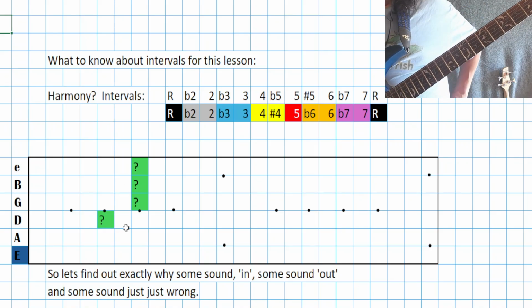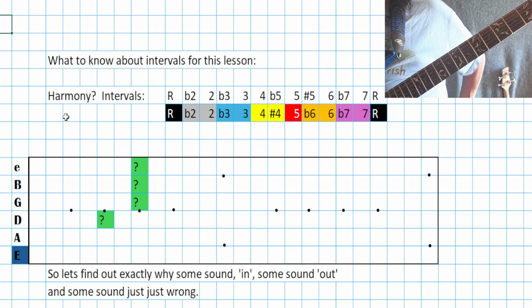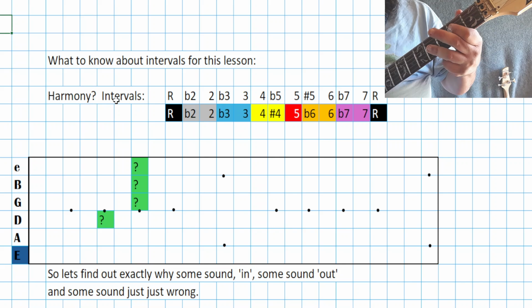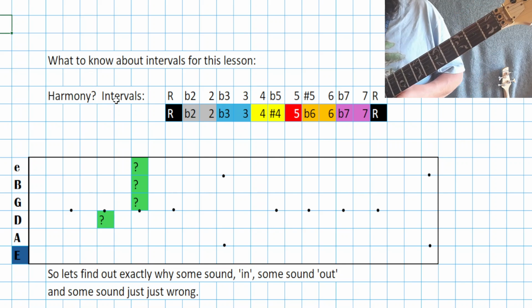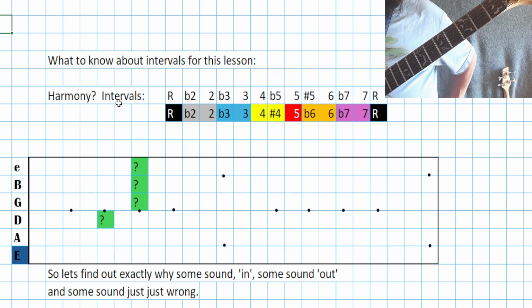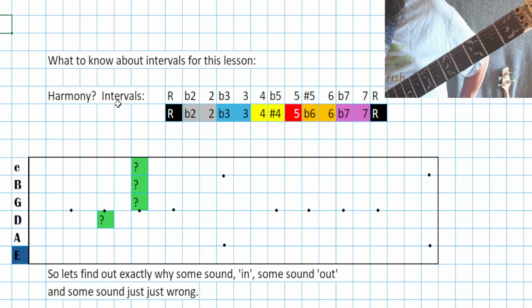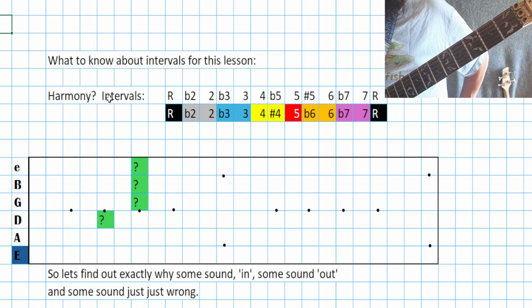So, what to know about the intervals for this lesson? Harmony is what we're dealing with here with this chord. So, we have a chord shape. It's harmony. What's this harmony? We talked about it earlier when we went into the scale shape stuff. This is what we were talking about earlier, that everything is going to be intervals. And that is how you discuss and make sense.